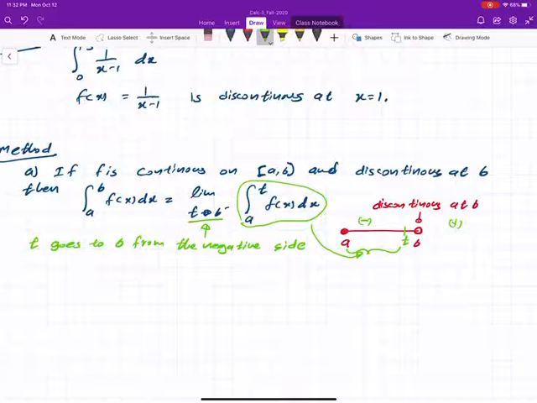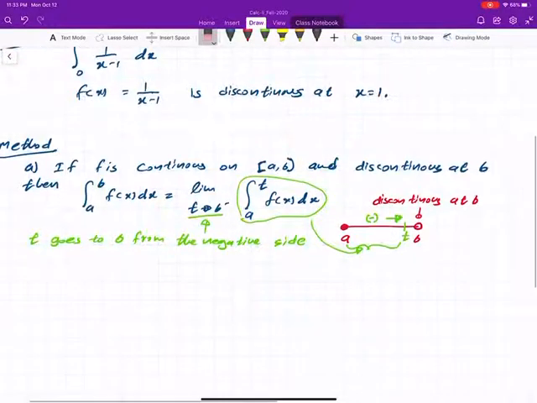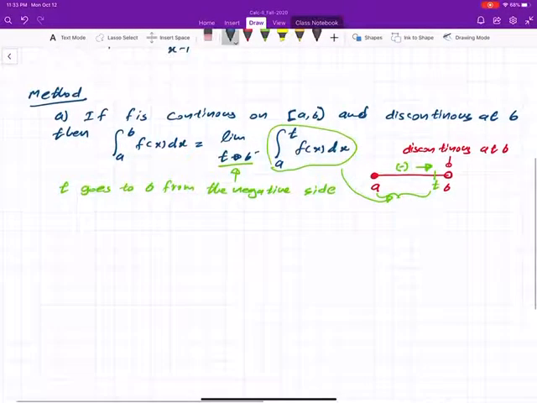That means this is what you are doing. You just send this t to b from this direction. So this is the negative direction. You are approaching b from the negative direction. If you are approaching b from the positive direction, that is that direction. Alright, so keep that in mind. So that's part A, and then move to part B.